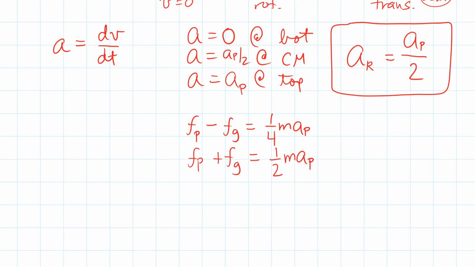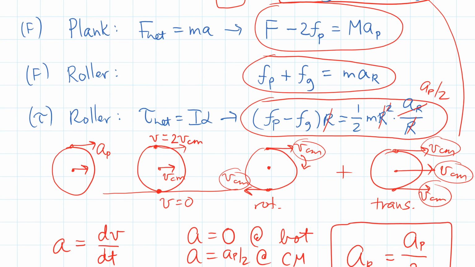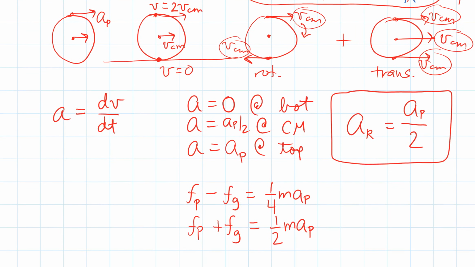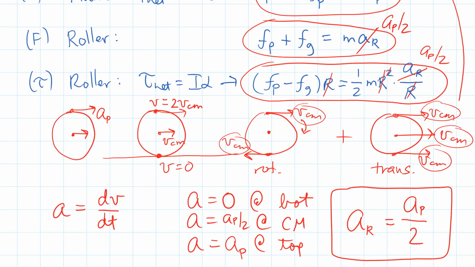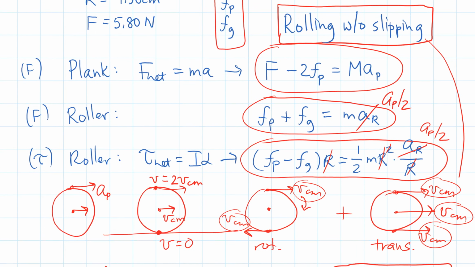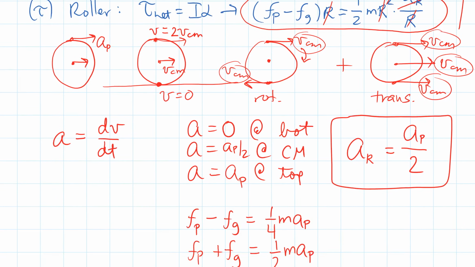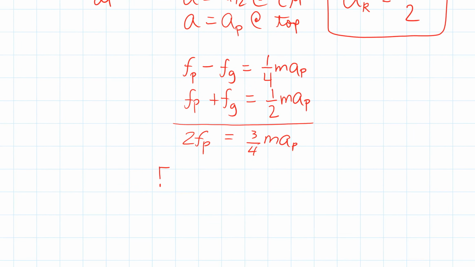Okay, well, there is an alteration. The alteration here is that originally we said FP plus FG equals MAR, but that's also AP over 2. So that's where this half comes from. And if we simply add those equations together, we get that 2 FP is equal to 3/4 MAP. Then we realize that F minus 2 friction plank equals MA plank. So we'll write that F minus 2 friction plank equals MA plank.